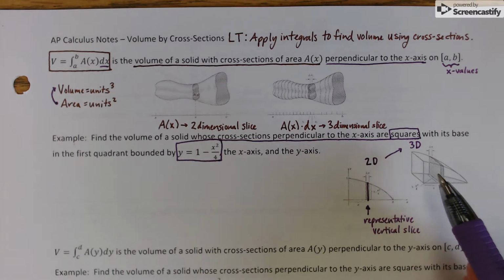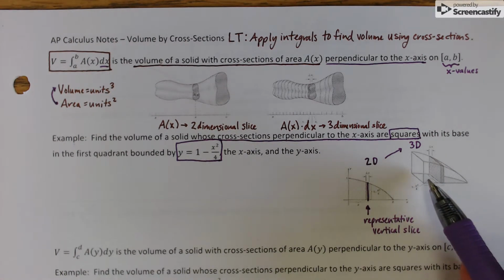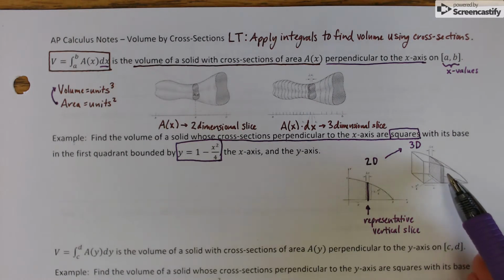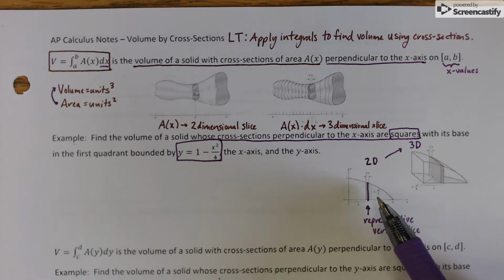Again, that's just one description. It's very hard to visualize, so I would suggest that you maybe do a Google search of some images or some videos of calculus volume by cross sections and see if you can get a better visualization of what's happening here.